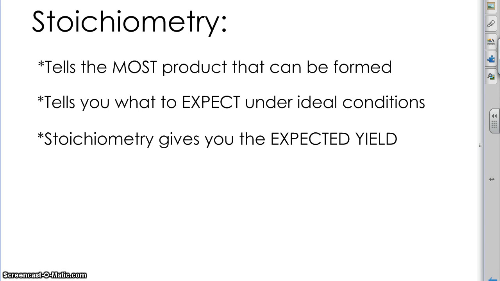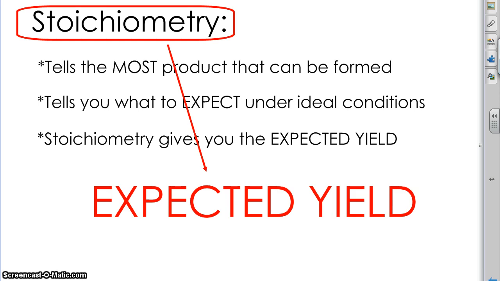Imagine burning a log. If you burnt a log, we would expect to make this much carbon dioxide, but if part of that log didn't burn, if some of the fire never got to the inside part of the log or something, you might not make as much carbon dioxide. And so stoichiometry tells us the expected yield. It tells you what we should make. So the key here is that expected yield comes from stoichiometry. But then you have something else.